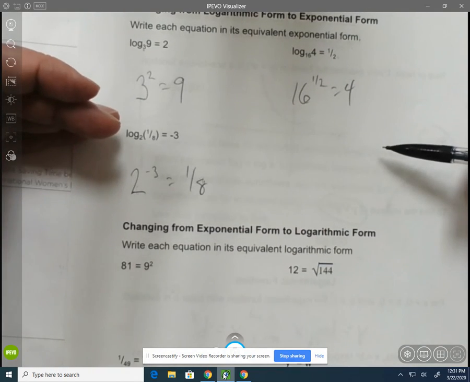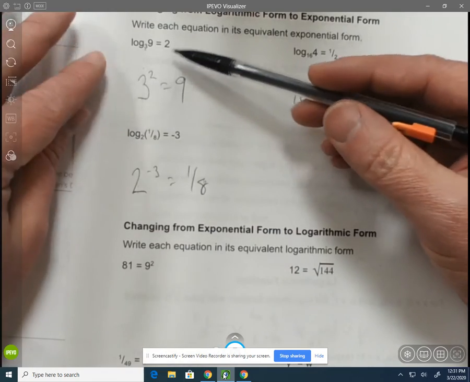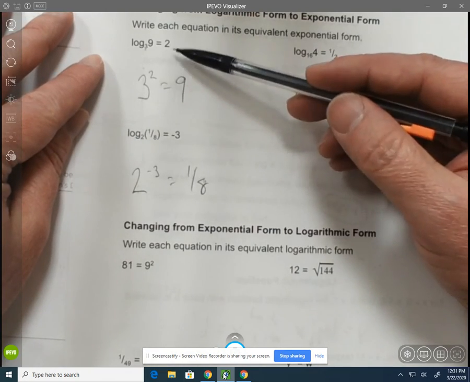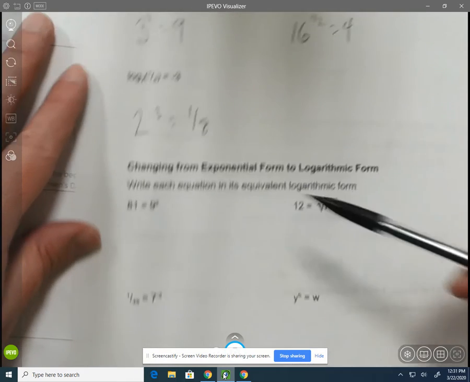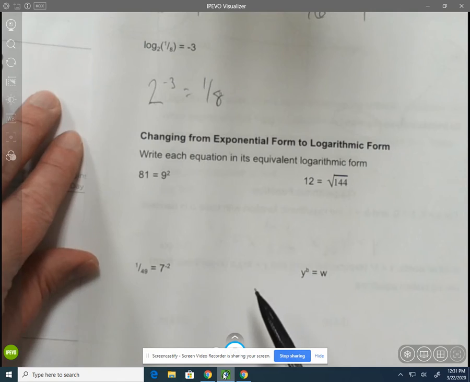So one of the things you're going to be asked to do tonight, there's no solving or anything. We're not finding any variables here. We're just translating, just like with beginning Spanish or beginning Latin, just being able to go back and forth. Given one form, can you write it in the other form? And this is going the opposite way, changing from exponential form to logarithmic form.